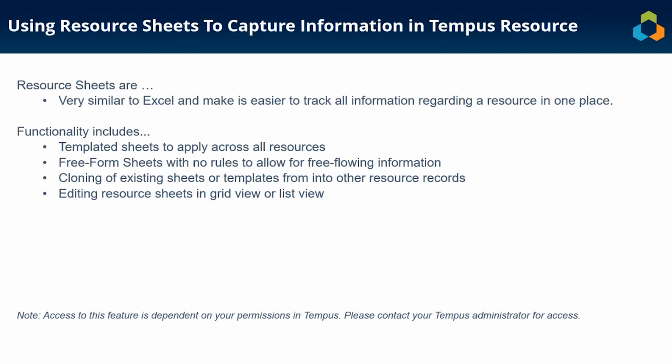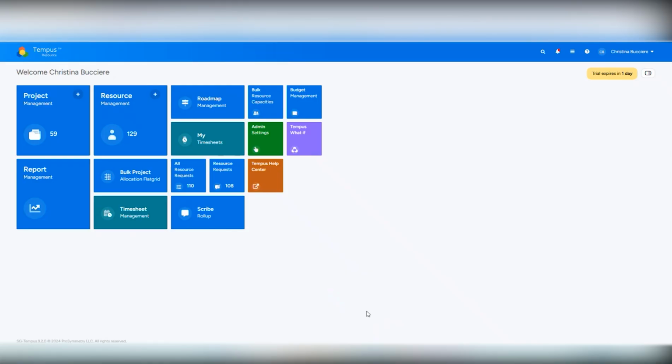With resource sheets, you have the ability to create and use resource sheet templates, which would apply across all of your resources. You can create free-form sheets to track information as needed. You can clone resource sheets into other resource records, and you can edit resource sheets in either a standard grid view or a list view. Let's take a look at a resource record where the resource sheets live and talk about some functionality.